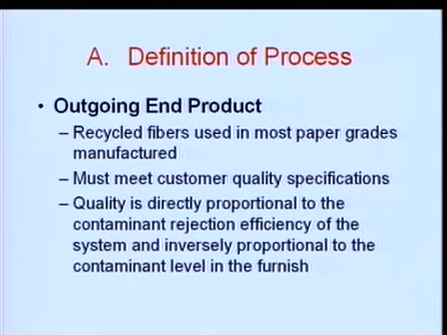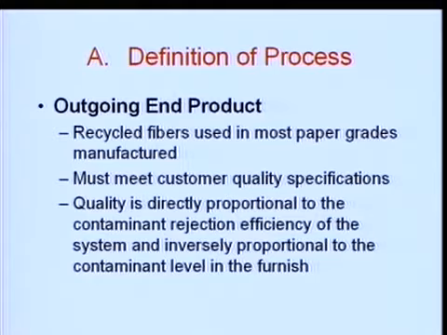Then in a system, once we define what the incoming furnish and contamination is, we also need to define what is the outgoing end product. Since recycled fibers are used in most paper grades manufactured today, this end quality and end product is very important. Recycled fiber produced in a plant must meet customer quality specifications. Once again, the customer is the paper machine.